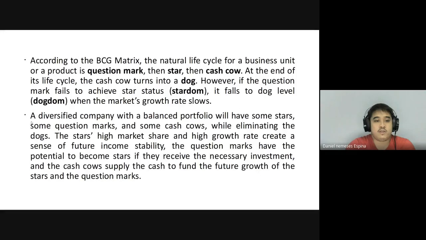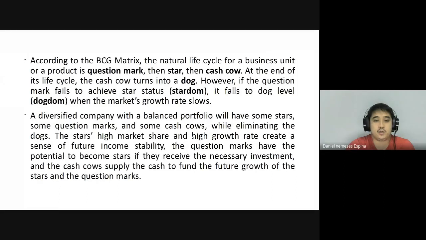So any diversified company or conglomerate with a balanced portfolio will have some stars, some question marks, and some cash cows. So if there are dogs, the rational thing to do is to eliminate, or to sell those businesses, or perhaps stop the operations of those businesses.